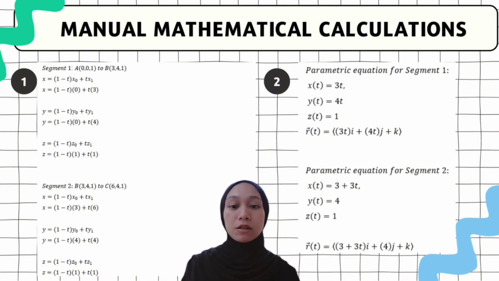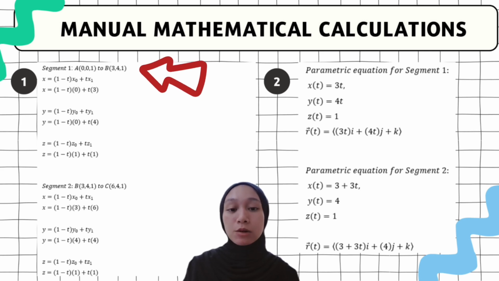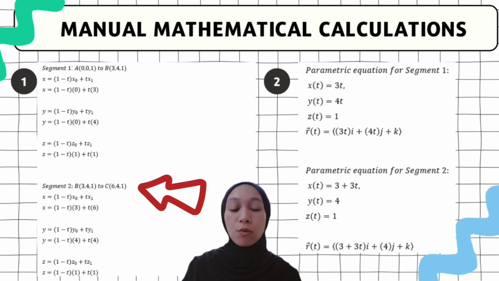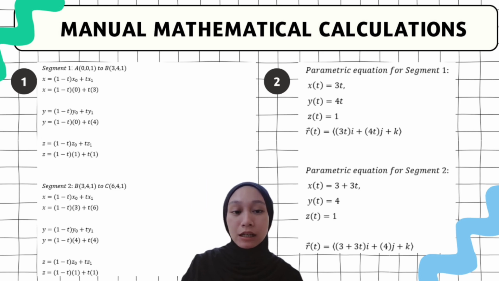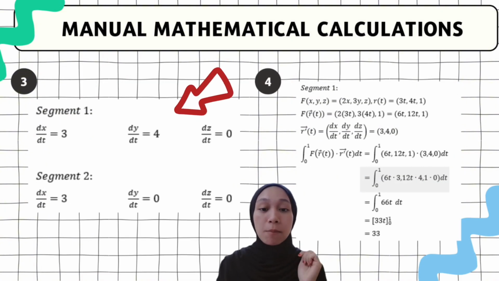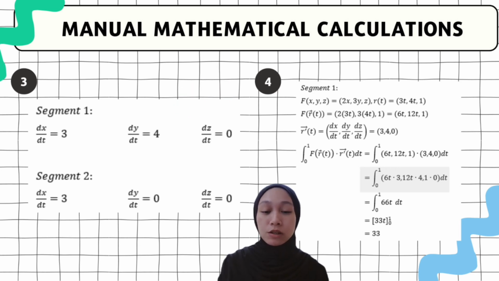First, we parameterize the path for each segment by substituting the initial and terminal points into the formula. Segment 1 goes from coordinate A (0, 0, 1) to B (3, 4, 1), and segment 2 is from coordinate B (3, 4, 1) to C (6, 4, 1). Secondly, set up the parametric form and transform it into a vector equation. For each segment, we now have the parametric equation. Next, we need to find the derivative of these parametric equations to get the differential path elements. And we get r'(t), which is <3, 4, 0> for segment 1, while <3, 0, 0> for segment 2.